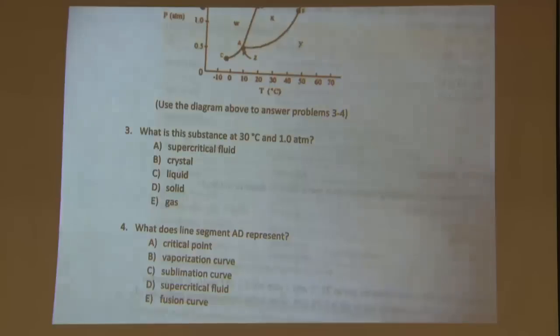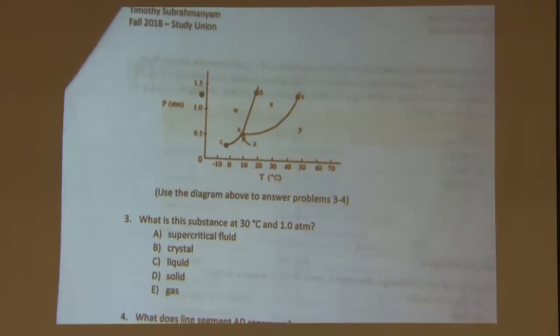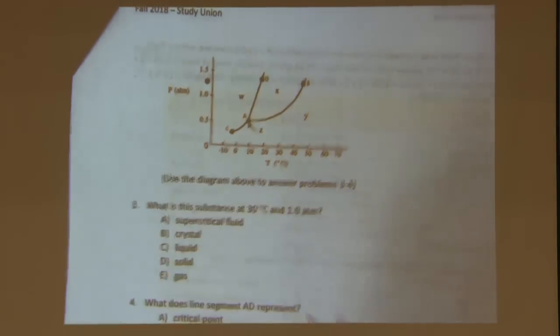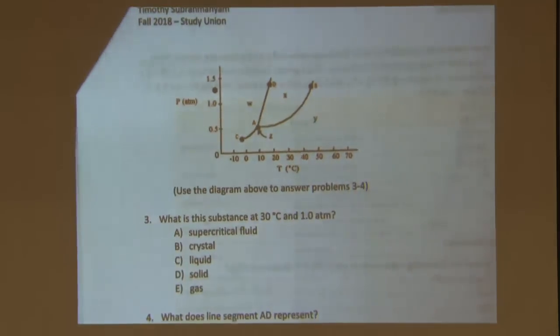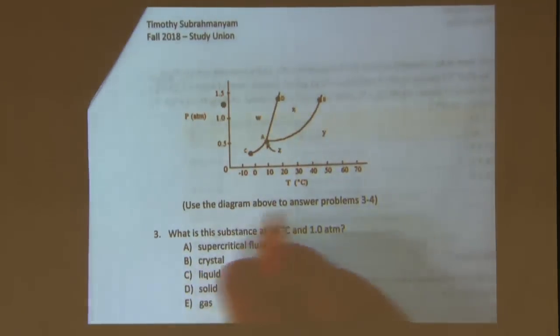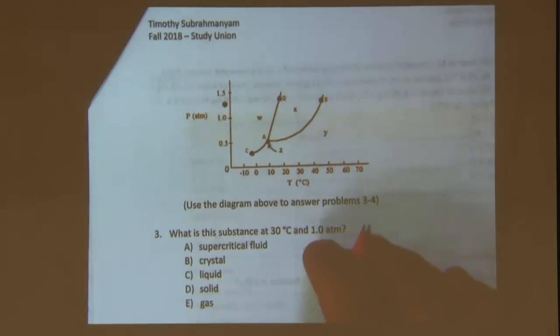Okay, so the ACS is going to have charts in it that you guys probably haven't really focused on. So make sure to look back at the charts in the textbook and just make sure you understand what they are and what they're talking about. So here we have a phase diagram. The question is, what is the substance at 30 degrees Celsius and 1 atmosphere? It says use the diagram above to answer problems 3 through 4.